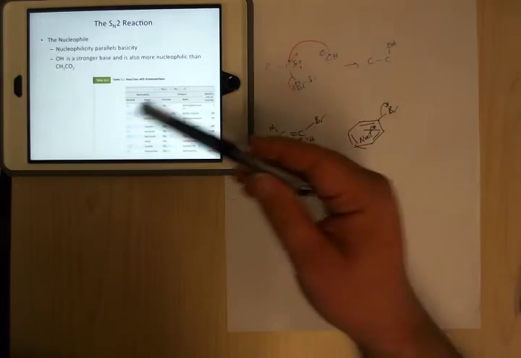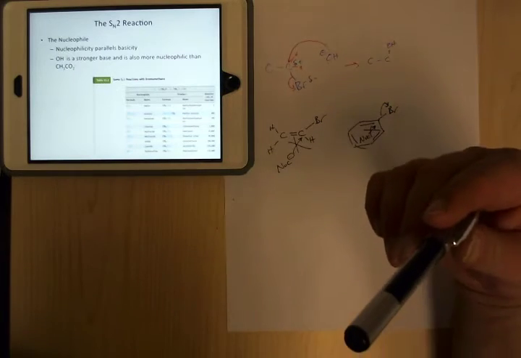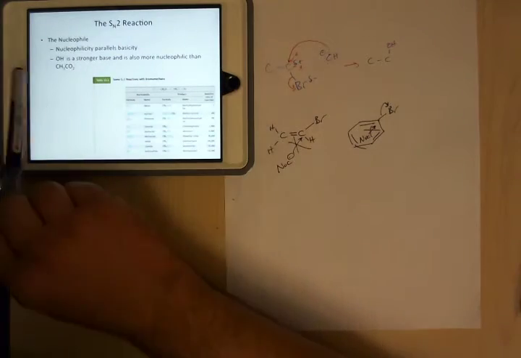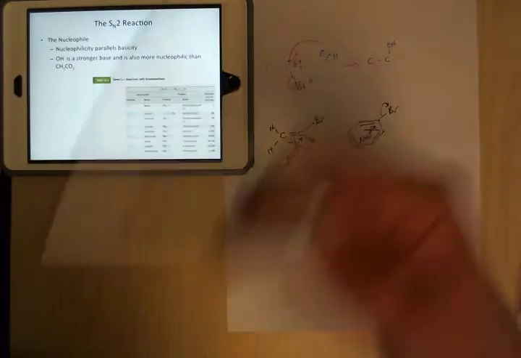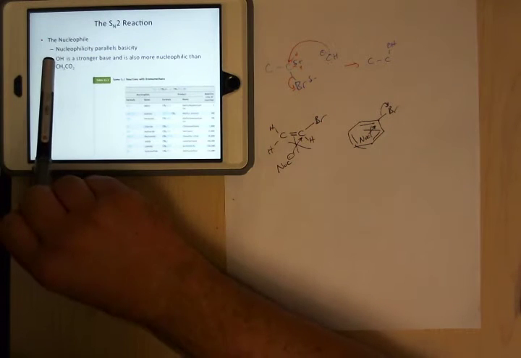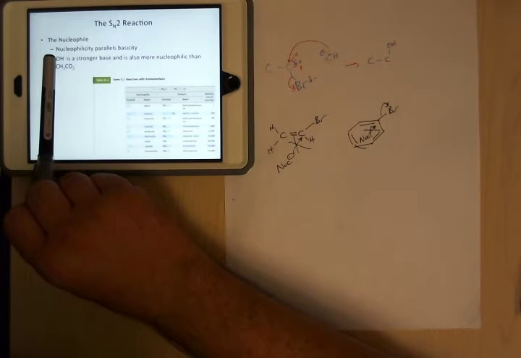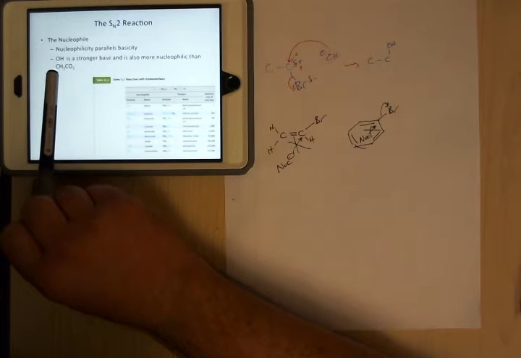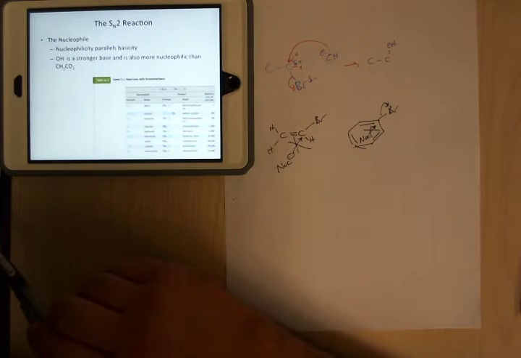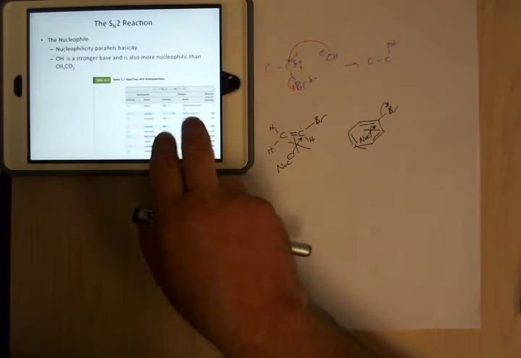So if you look at the pKa table, you want something with as high a pKa as possible, because strong acids have low numbers and strong bases have high pKa numbers. So hydroxide has a much higher pKa. It's like 16, as opposed to acetate, which is probably like 5. So the higher the pKa, the better the base, which means the better the nucleophile.